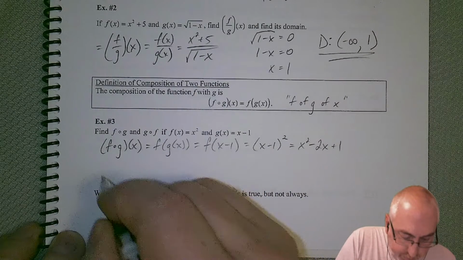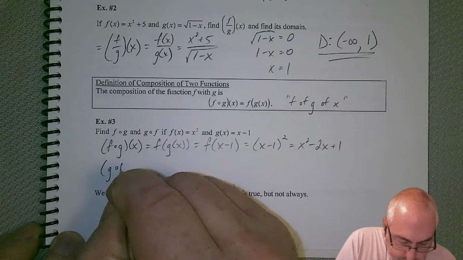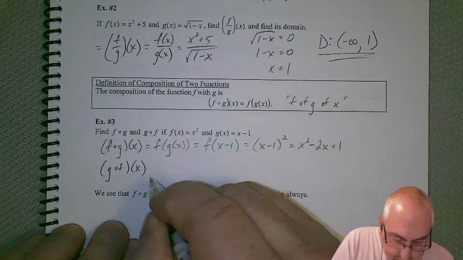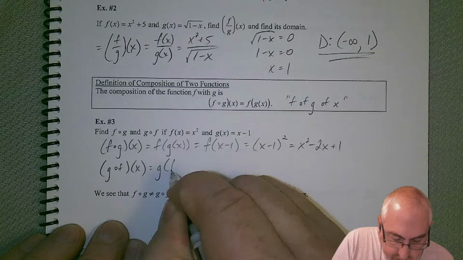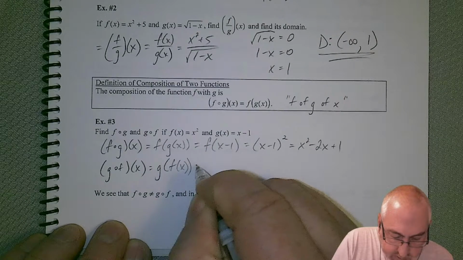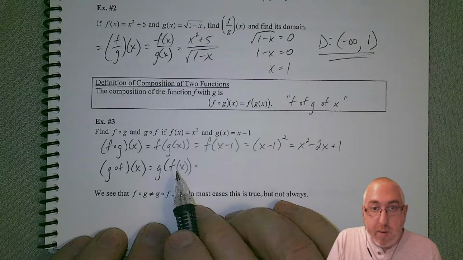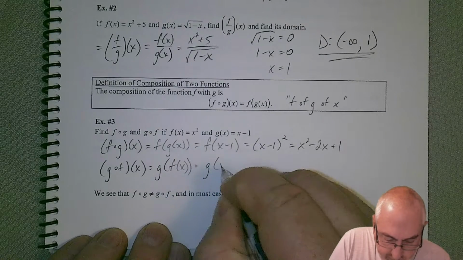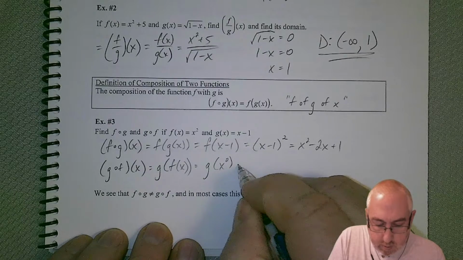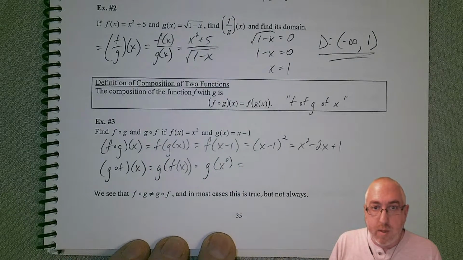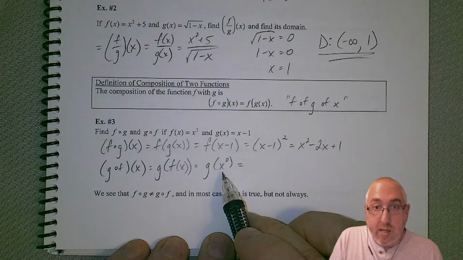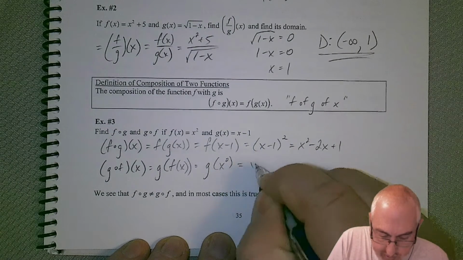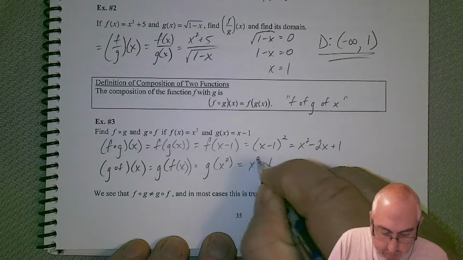Let's see what happens going the other direction. So when we have g composed with f, then we want the g on the outside and f of x is on the inside. So now we start off by replacing f of x with x squared. So we want g of x squared. And so now what's that equal to? Now we need to replace x in our function with x squared. So we get x squared minus 1.